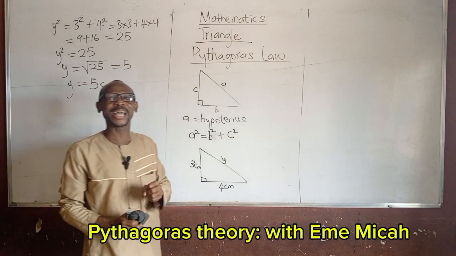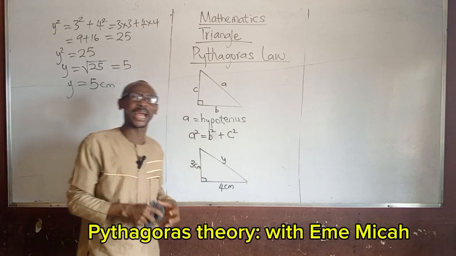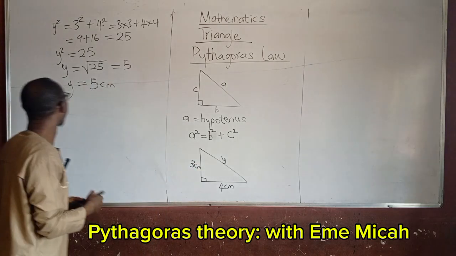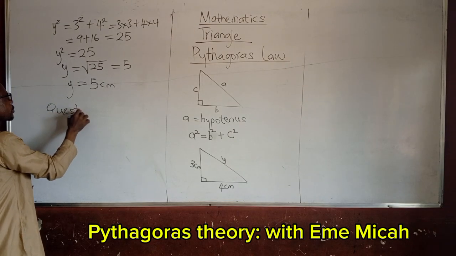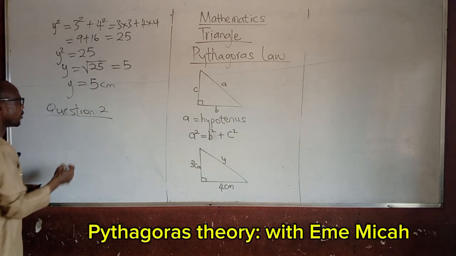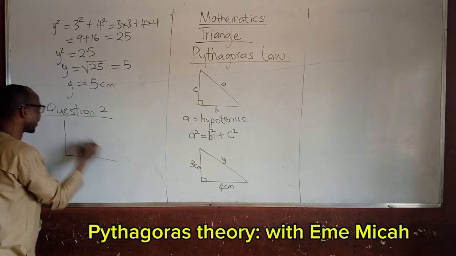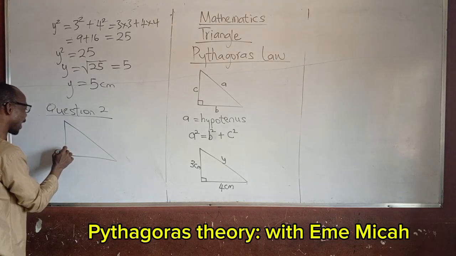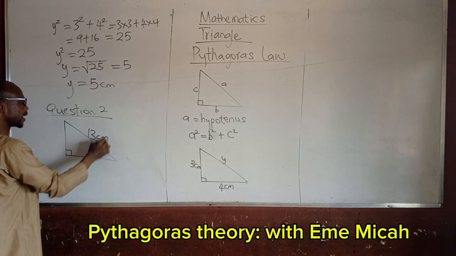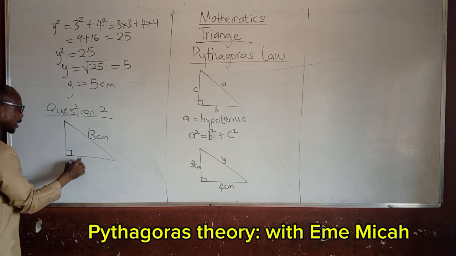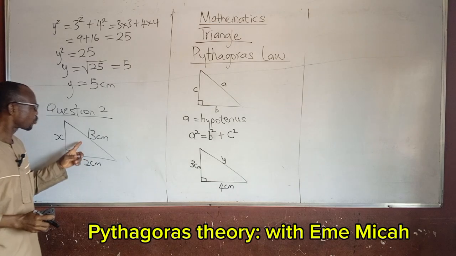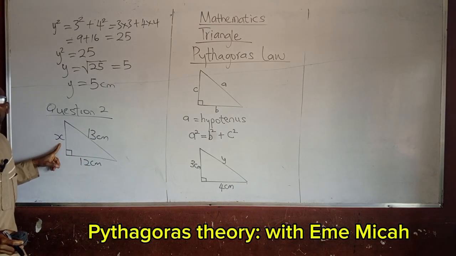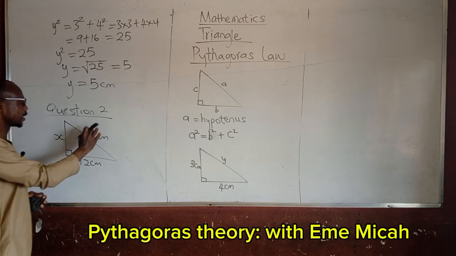Let us use that same law to solve another triangle and find the length. Let us do another question. Question 2. Find the length of this right angle triangle. Here is 13 and here is 12 cm. If we want to use Pythagoras to find what this side will be, how do we find it? What does Pythagoras say? Square this one.